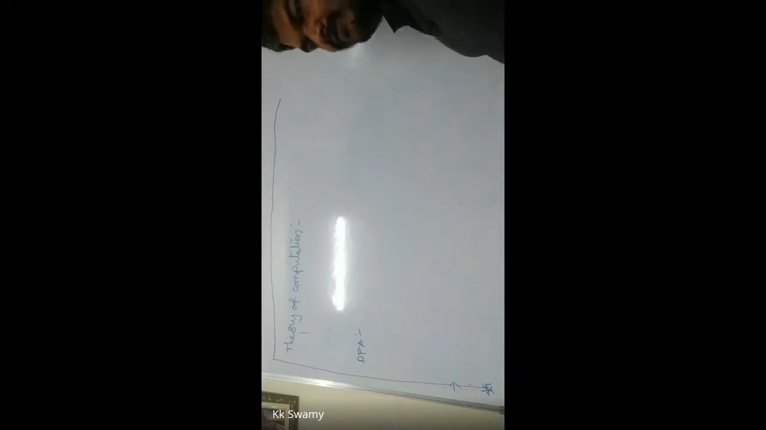But what are the DFA rules? From every state, how many paths are there? From every state, on every input symbol, there is a path. There should be a path. But how many number of times?